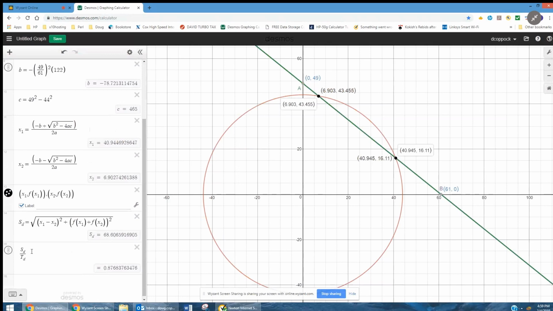68.6. And if you put that distance divided by the total distance, you get 0.876. If you convert that to a percentage, it's like 88%.